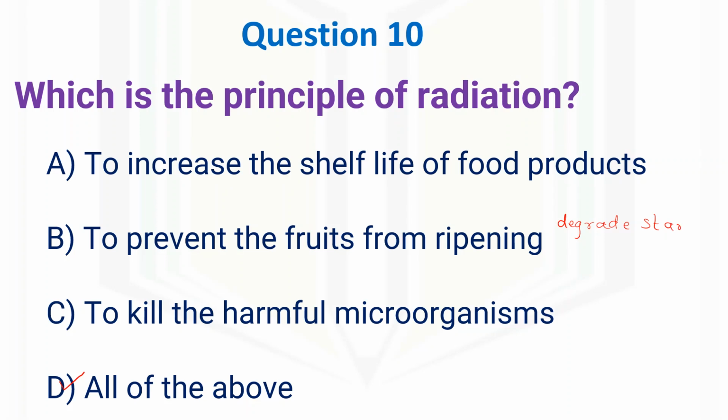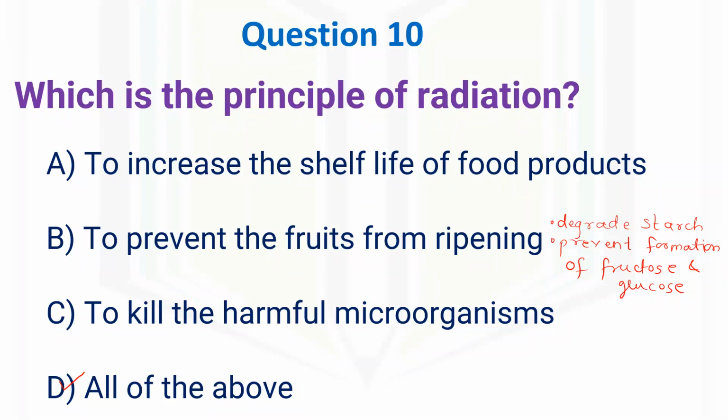and it will prevent the formation of fructose, which is a fruit sugar, and glucose. So once the starch is degraded, it will prevent the formation of both, that is the fructose and glucose, and it will prevent the fruits from ripening. Secondly, how it will increase the shelf life of the food products?